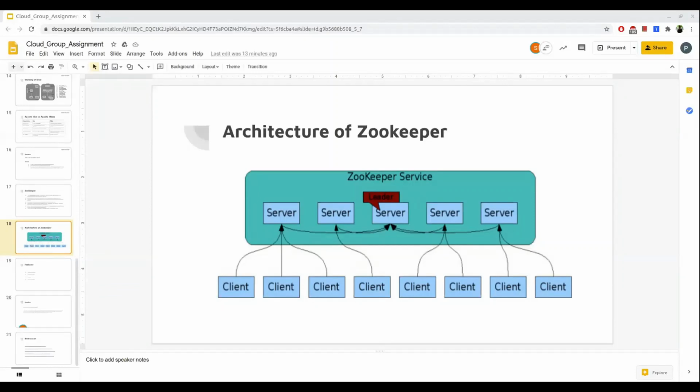Okay, so it can be run in two modes: standalone and quorum mode. In standalone mode, the Zookeeper service is on a single server, and it is not replicated anywhere. But in quorum mode, a group of Zookeeper servers are made, which is also known as a Zookeeper ensemble, and it replicates the state across all the servers. Saurabh will now demonstrate the features of Zookeeper.